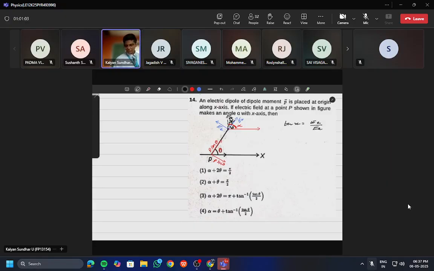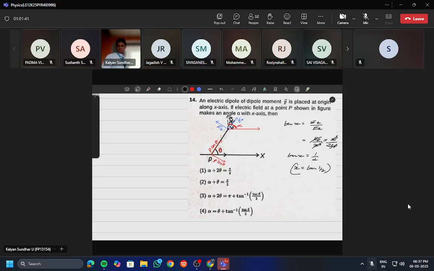Correct? This is for your electric dipole. Let's look at it in short. What will come for axial and equatorial? For equatorial it will be Kp by x cube, and for axial it will be 2Kp by x cube. Correct or not? x cube and Kp get cancelled. What is tan x? It will be 1/2. Correct? So x will be equal to tan inverse 1/2.